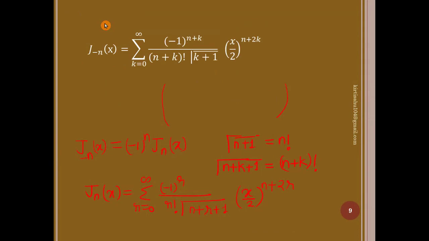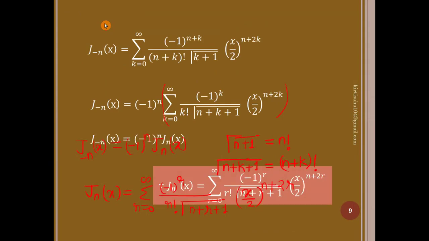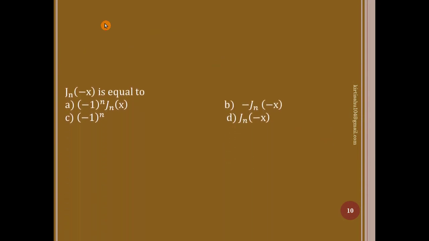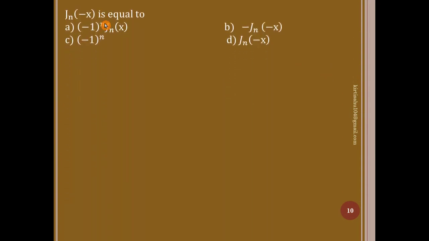Okay, now let's have the next question. The next question is Jn of minus x. Now see here, you should not get confused. In the previous example, what have we proved? We have proved J minus n of x. In the earlier result, we have proved that J minus n of x is minus 1 raised to power n Jn of x.